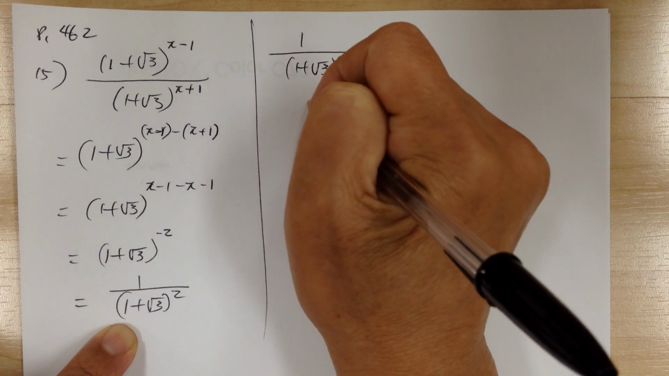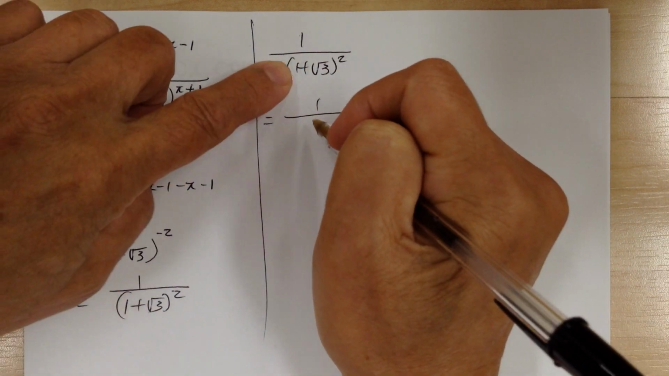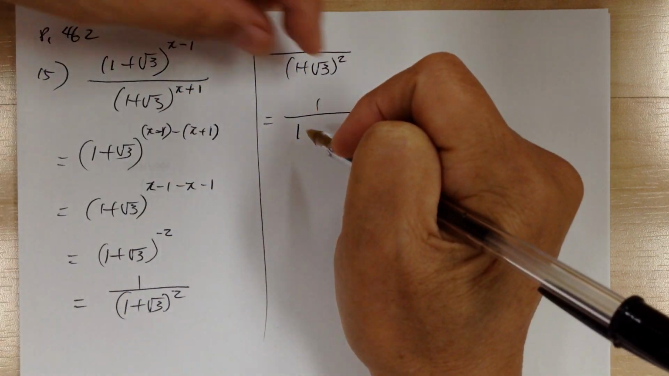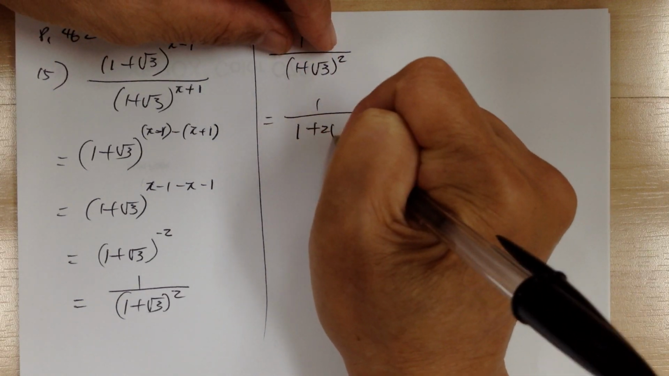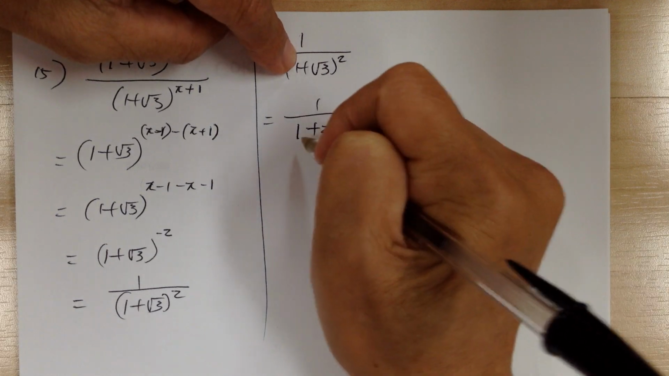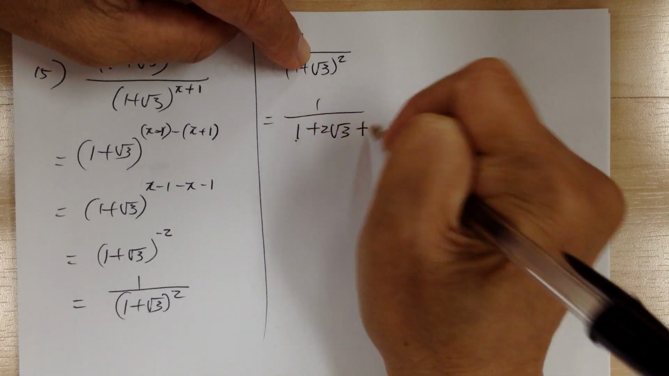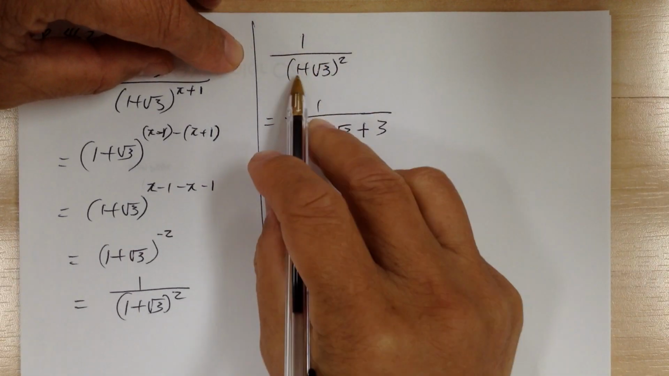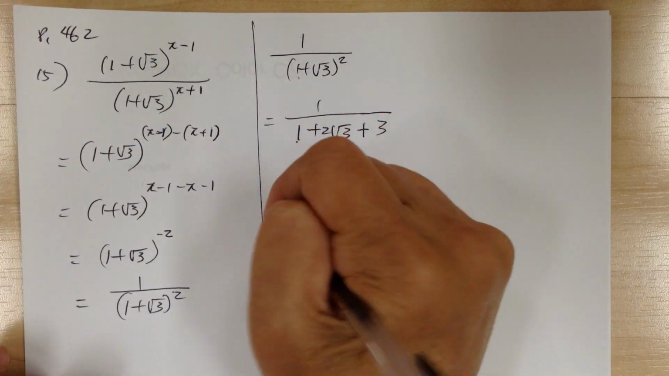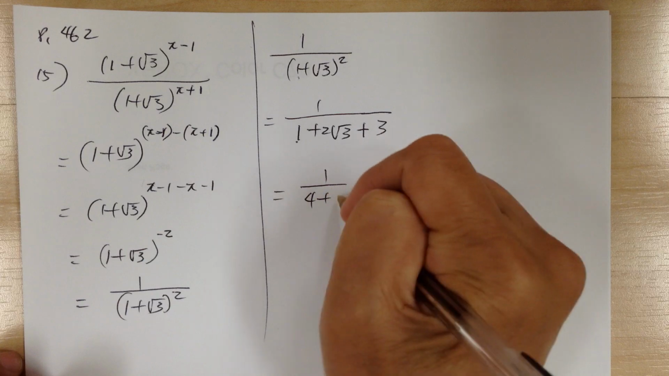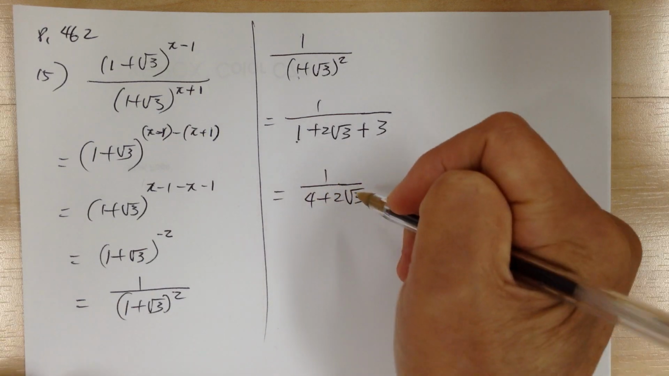So 1 over 1 plus square root of 3 squared. Go and square that out. Squaring the 1 gives you 1. And when you square, there's a middle term. For the middle term, you multiply it together, so it will be plus 2 square root of 3. Square of square root of 3 gives you 3. So this is equal to 1 over 4 plus 2 square root of 3.